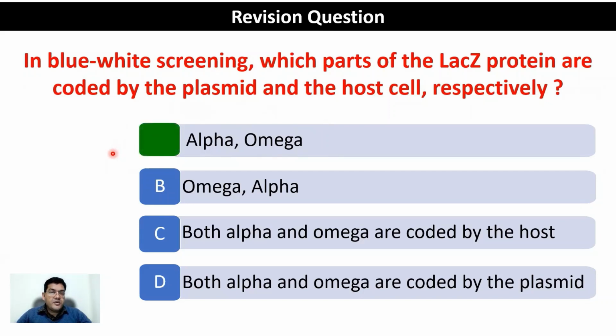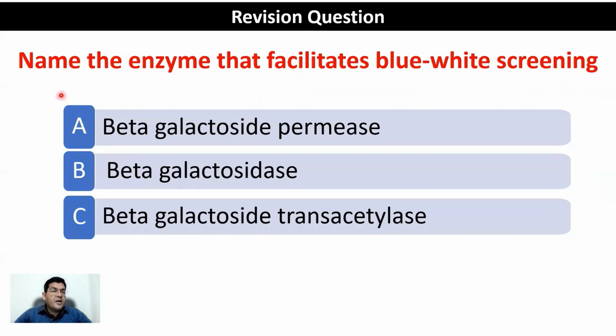Let's have another question. Name the enzyme that facilitates blue-white screening, and I'm sure you will remember that this enzyme is a part of the lac operon. Your options include beta-galactoside permease, beta-galactosidase, and beta-galactoside transacetylase. And the correct option here, I'm sure you remember, is beta-galactosidase, right? So beta-galactosidase is the right answer. And just to give you a revision of the blue-white screening, so here you are.